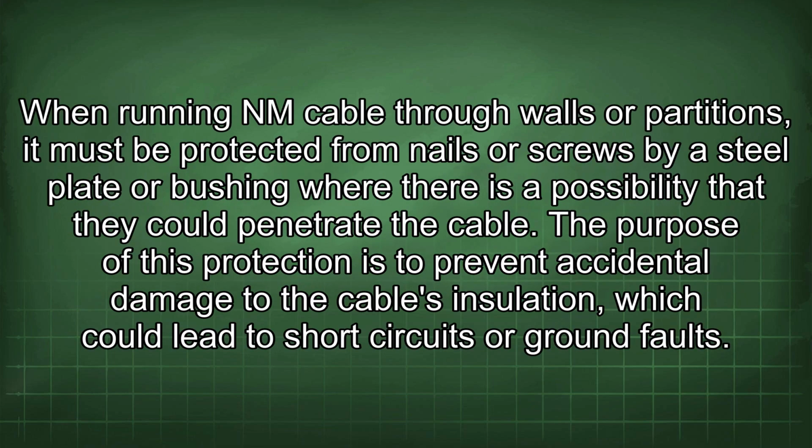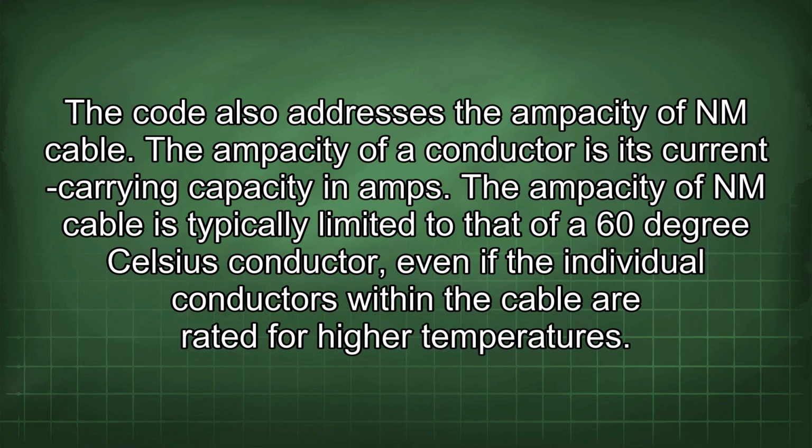When running NM cable through walls or partitions, it must be protected from nails or screws by a steel plate or bushing where there is a possibility that they could penetrate the cable. The purpose of this protection is to prevent accidental damage to the cable's insulation, which could lead to short circuits or ground faults. The code also addresses the ampacity of NM cable. The ampacity of a conductor is its current carrying capacity in amps.